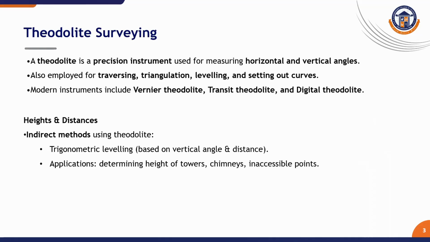Let us begin with the workhorse of traditional surveying, the theodolite. It is a precision optical instrument designed for measuring horizontal and vertical angles with a high degree of accuracy. Its applications are vast, including traversing, triangulation, differential leveling, and the setting out of curves. Modern iterations have evolved from vernier and optical theodolites to fully electronic or digital theodolites, which offer digital readouts and improved efficiency.